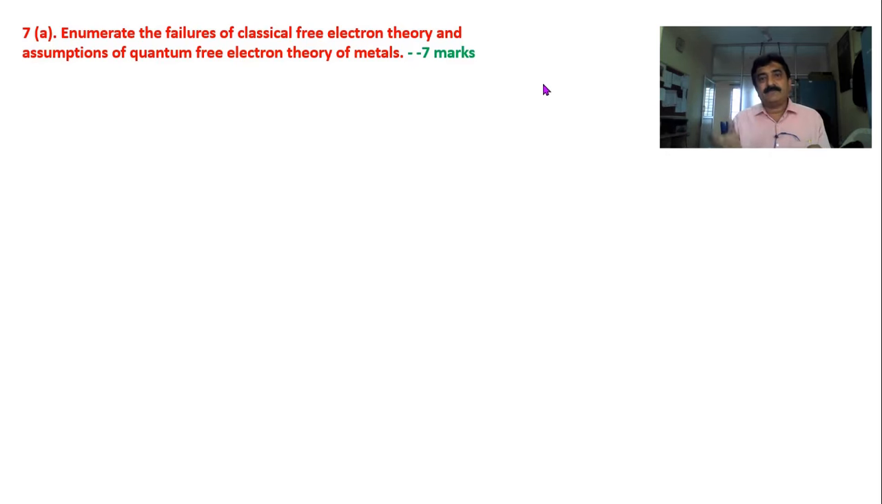In order to explain the thermal property and electrical property, many theories were proposed. This is just an introduction. You need not worry about all these things, and you need not write all these things. So the first theory is classical free electron theory. Classical free electron theory met with many failures. There were very few successes, hardly 1 or 2, but majority failures only. Now we have to list 3 failures here.